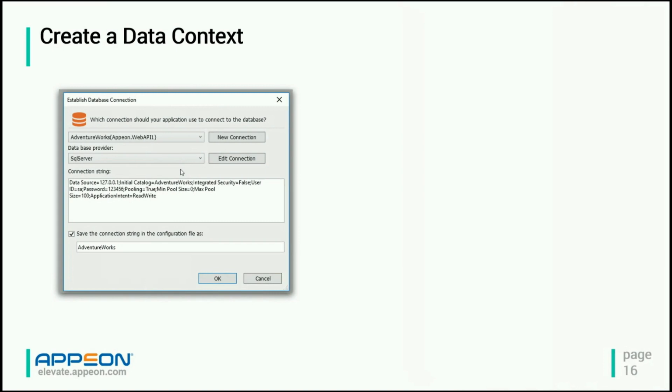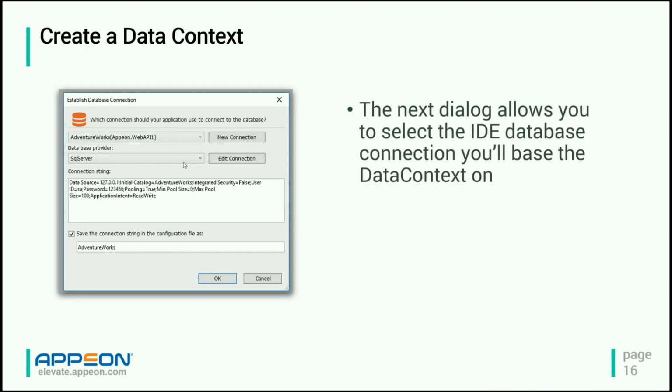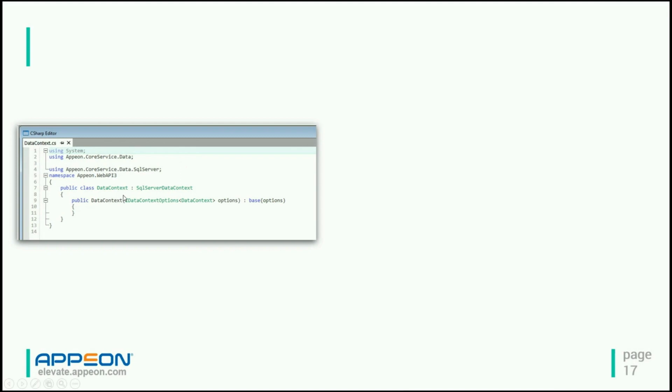What that will do is actually prompt us for the database connection that we're going to generate this data context from. What I'm using here for this example is the AdventureWorks sample database for Microsoft SQL Server. At that point, it will embed that information in the appsettings JSON file as the connect string, and it will create this data context file.